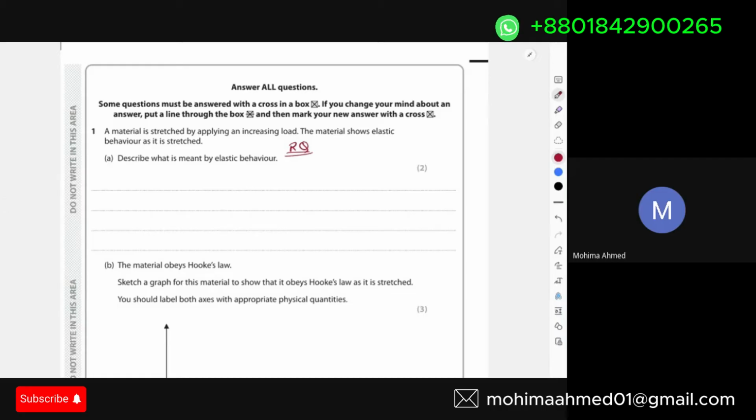So if you want to describe this, if we apply a force on that elastic material, it will obviously deform, but the deformation will be temporary. And the moment you remove that force, obviously the object will return to its original shape. So we can describe this: material has the ability to return to its original shape when applied force is removed, right? Only writing this will give you the 2 marks.